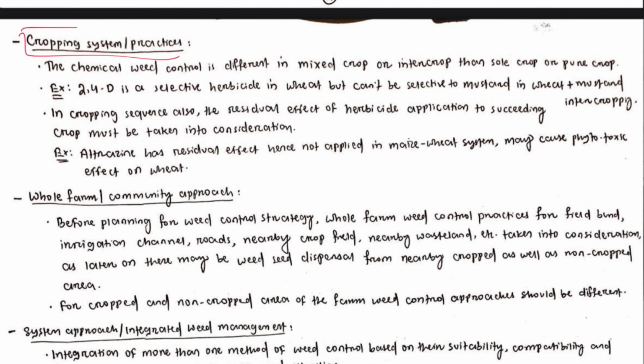Then cropping system and practices. Chemical weed control is different in mixed cropping and intercropping than in a pure crop or sole crop, because some herbicides have a residual effect.